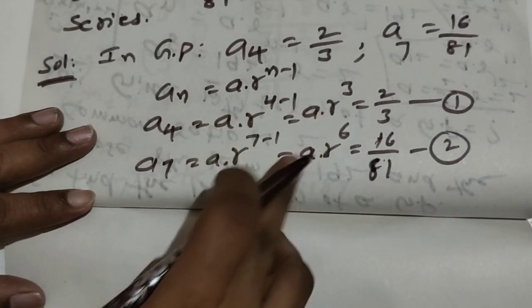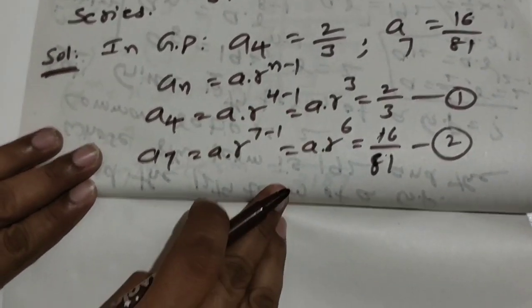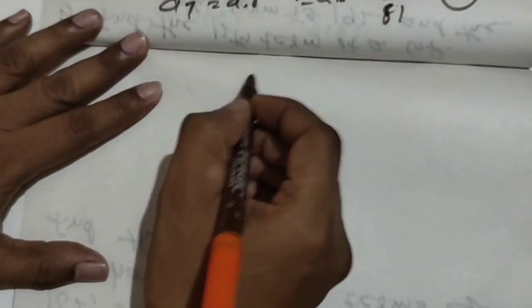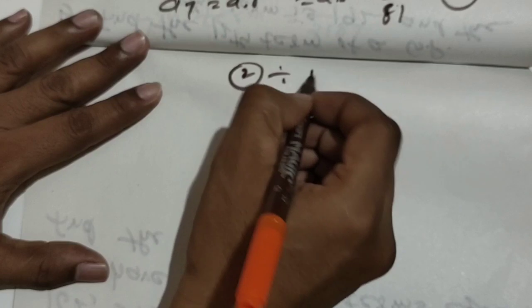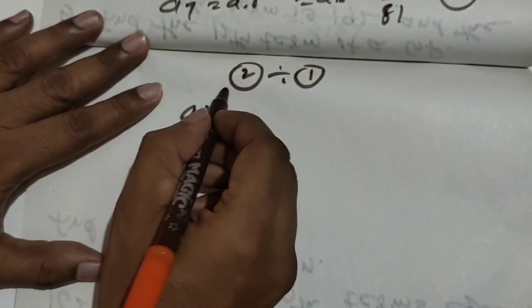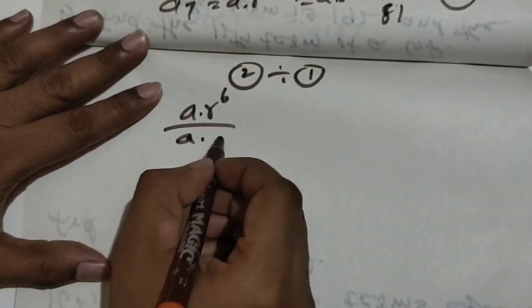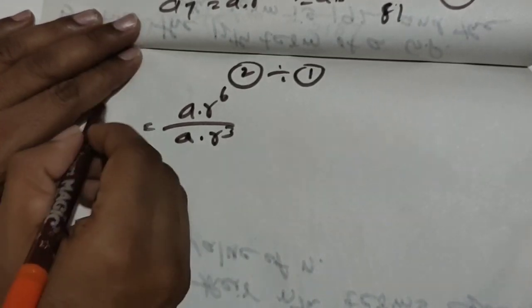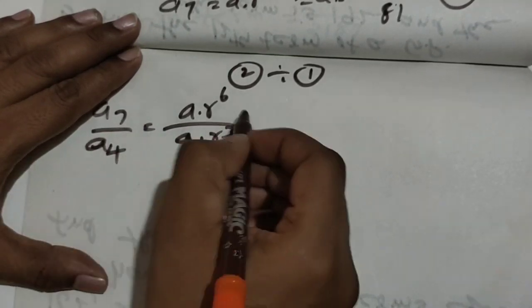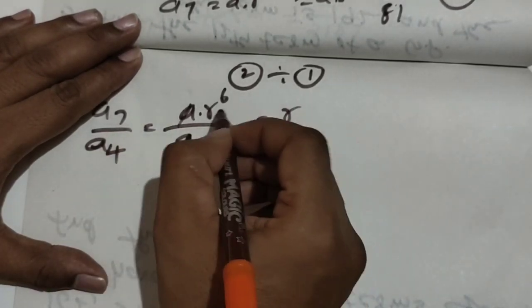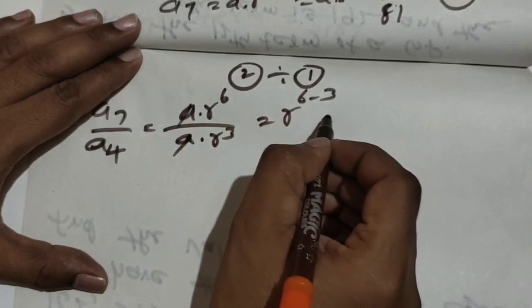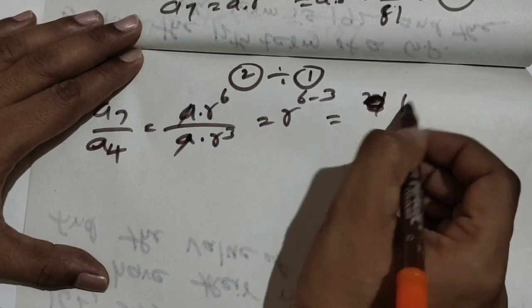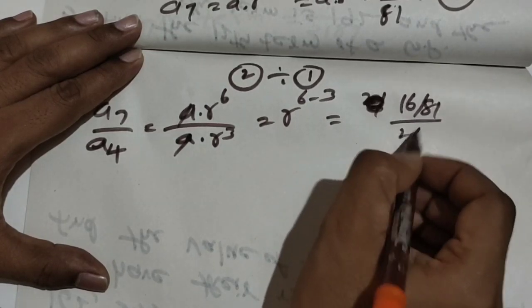So here these two are in product form. That's why, to eliminate this one single variable, we have to divide these two. Okay, by observing that we can easily understand equation 2 divided by equation 1. That is, we can write it as A into R power 6 by A into R to the power of 3. That is simply A7 by A4. So here A gets cancelled. That is R power 6 minus 3 is equal to, on the right side we have 16 by 81 divided by 2 by 3.